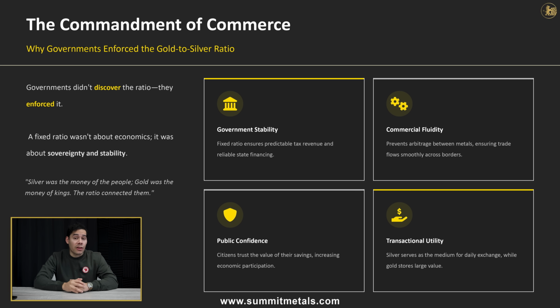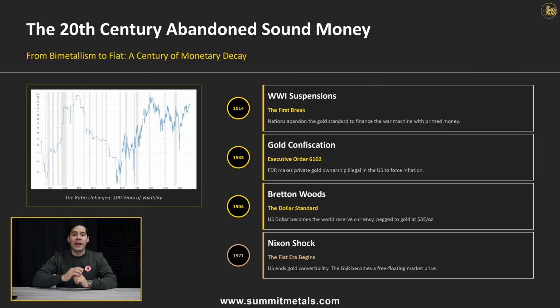But this stability was a threat to governments that wanted unlimited spending power. So what happened when they decided to break that commandment? The 20th century was defined by the systematic abandonment of sound money. This was not a failure of gold or silver, it was a deliberate choice by governments seeking to finance wars and expand their power through unlimited spending. The process was a waterfall of monetary debasement.